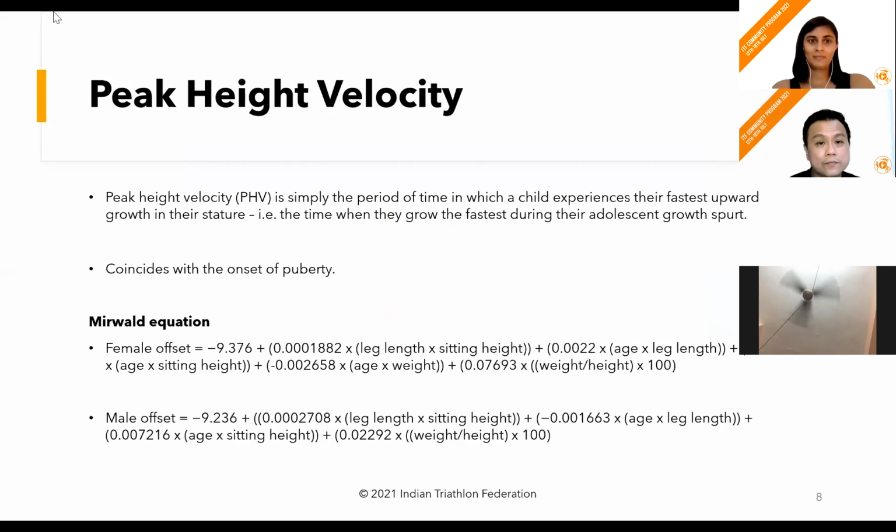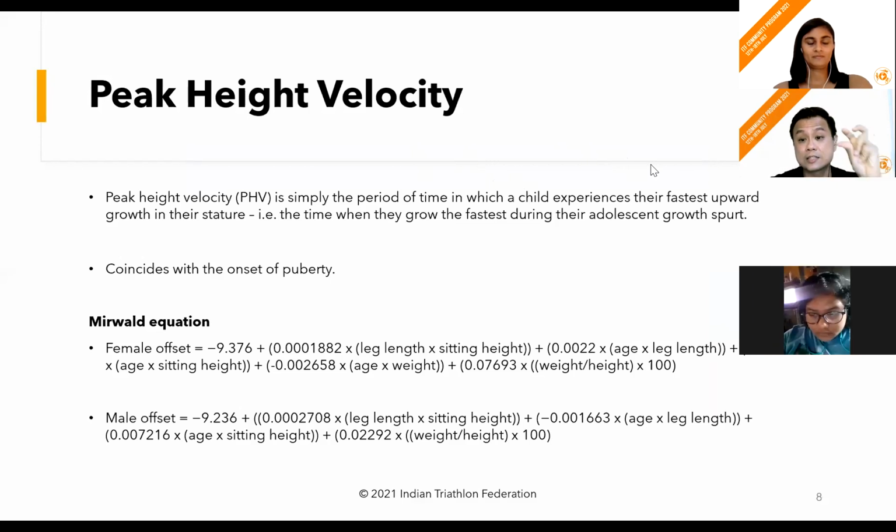Okay, so this looks really scary, guys. This is now the math lesson. Don't be too afraid of this. I want to bring you to this term called peak height velocity. Peak height velocity is the period in which the child has the fastest growth rate. He's always growing, but we want to look at the period where he has the most growth within the shortest possible time. That is known as peak height velocity.